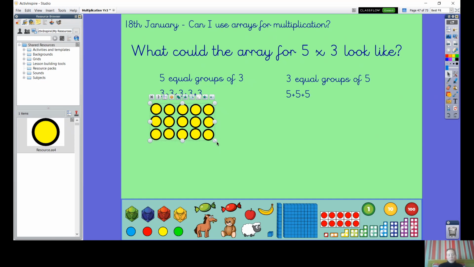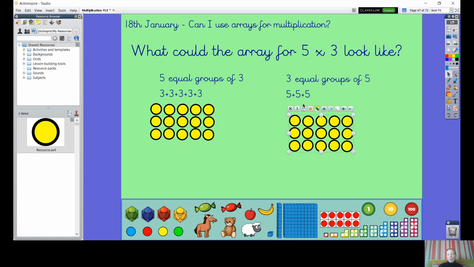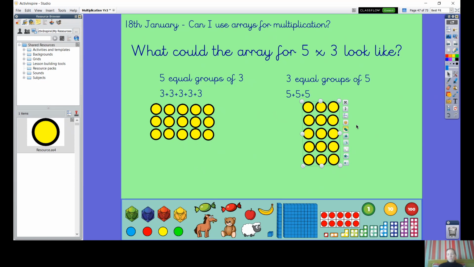I'm just going to borrow this picture a minute. Let's just grab this picture, group them all together and copy it. Now, if we have a look, that's my picture for 5 equal groups of 3. But if I turn it around, I've magically got 3 equal groups of 5.